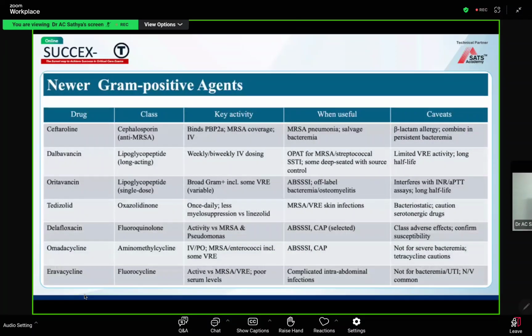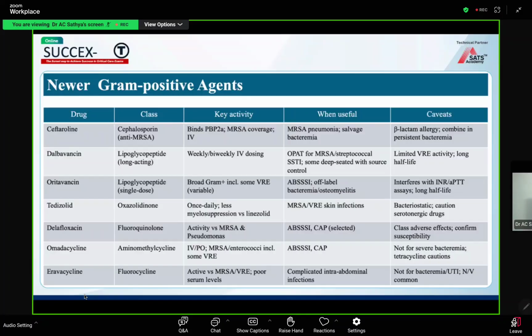So here's a list of newer gram-positive agents: ceftaroline, dalbavancin, oritavancin. Dalbavancin is specific in that it can be used as a weekly or bi-weekly IV dosing. And oritavancin is a similar drug which can be used for bacteremia and osteomyelitis. Tedizolid, when compared to linezolid, has lesser myelosuppression, so it can be preferred.